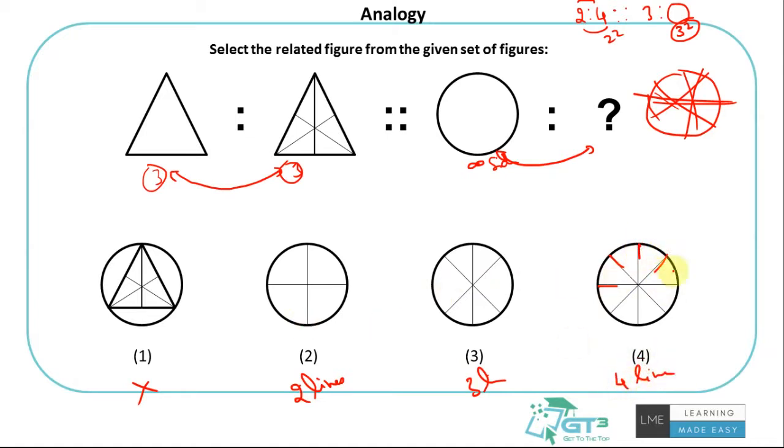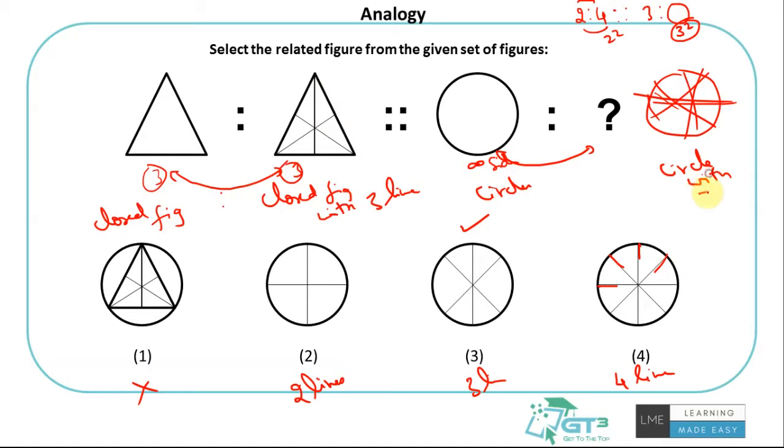So very similar circles, but it's just the lines being different, number of lines 2, 3, and 4. I would select this for the very reason that I see three lines here. So maybe it's like a closed figure is to closed figure with three lines. So it's a circle and then circle with three lines. So that is the only logic that I can see. I don't see why we should have four lines or two lines like this.